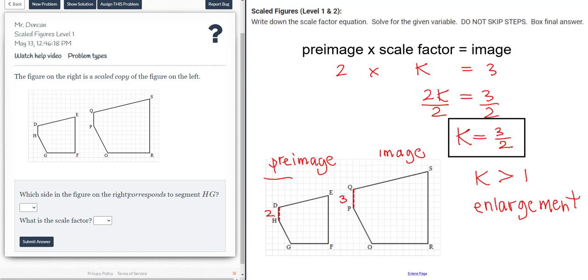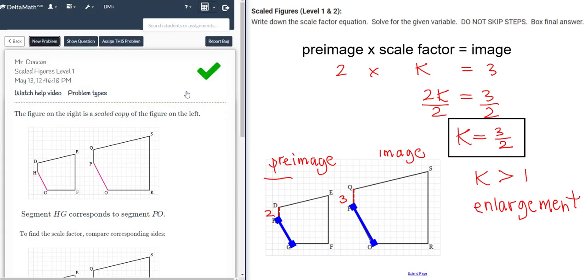Which side on the figure right corresponds to HG? So HG, let's see, HG is this diagonal right here. So this is HG. So that would correspond to P to O. So let's find P to O. And then the scale factor we calculated as being a 3/2. There you go. And that's pretty much it.